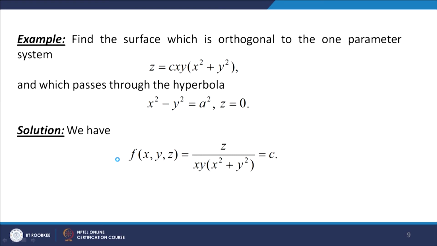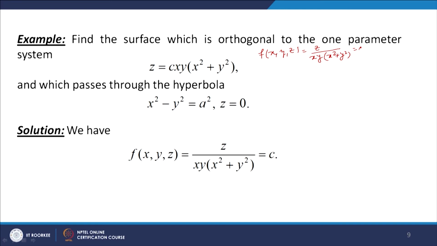Now one more question we can consider, where we have taken this family of surfaces z equal to cxy (x square plus y square), and we have to find that surface which is orthogonal to this family and passes through the hyperbola x square minus y square equal to a square, z equal to 0. So here again f(x,y,z) we can write as z over xy (x square plus y square) is equal to c.